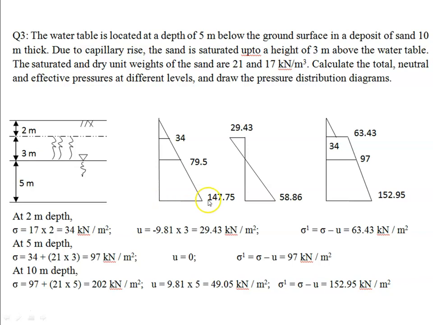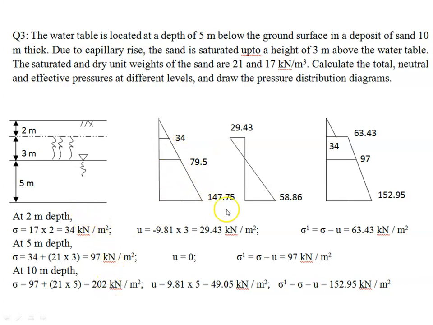So how to plot these values? Total stresses, they are increasing linearly. So 34, 97 and 202. So this is fine. But here these values are wrong. Please don't consider. You just find the values from the calculation only.